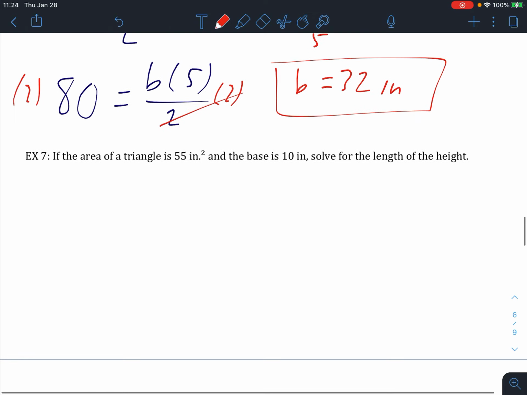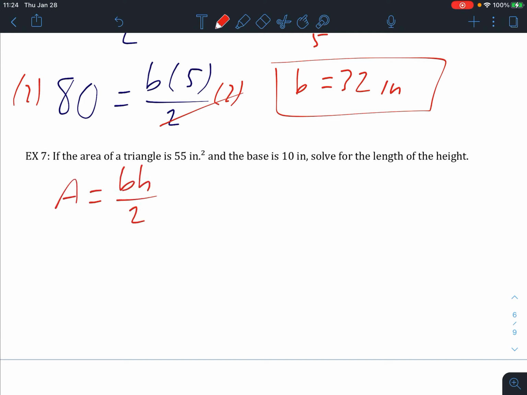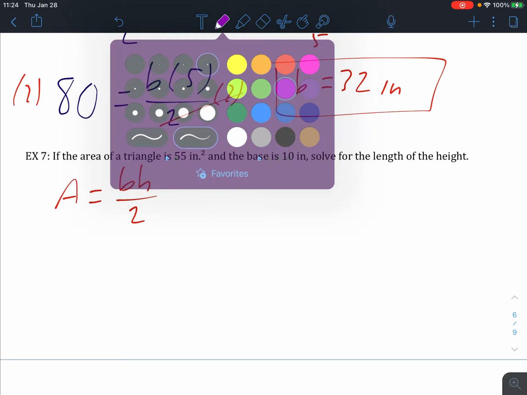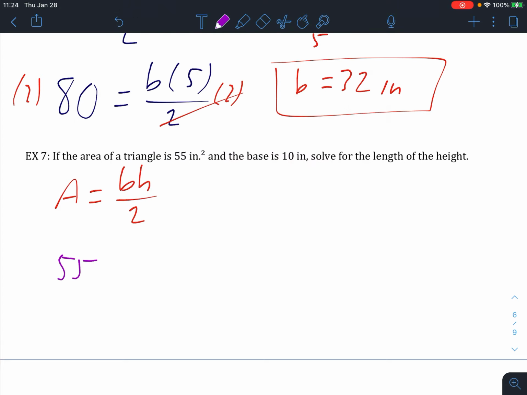Number 7, the area of the triangle is 55 square inches. So again, let's start by writing down our area formula for every triangle. We know that the area is 55 square inches. We know the base is 10. We don't know the height, over 2.